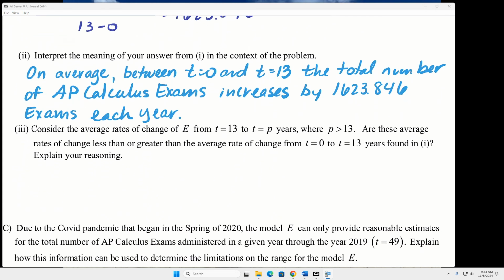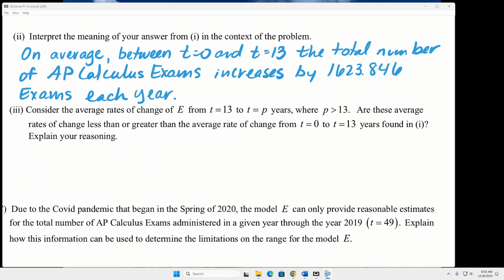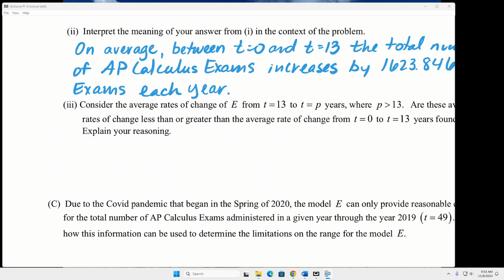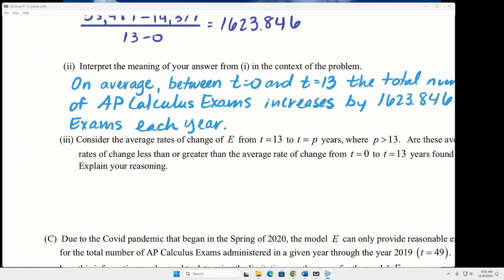All right, and then 3 is different also. So 2 and 3 are different from what we've practiced like a million times, but they're still very doable questions. On 3, we're going to consider the average rate of change of E from T equals 13 to T equals P, where P is greater than 13. All right, so I told my students that it might be a good idea to look at what this graph looks like.